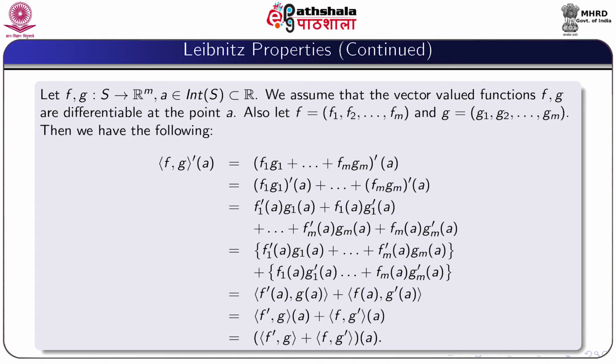We are continuing with Leibniz properties. Now, we shall consider two vector valued functions. Let f and g be two maps from S to R m. Both of them are differentiable at a point A interior to the set S, and we are trying to find out the derivative of the inner product of f and g. Here we notice that the inner product of f and g is a map from S to R. We have shown the calculations here. We can easily check that the derivative of the function inner product f g at the point A equals the inner product of the functions f dash and g at the point A added with the inner product of the functions f and g dash at the point A. So, we can say that the derivative of inner product f g equals the inner product of f dash and g added with the inner product of f and g dash.